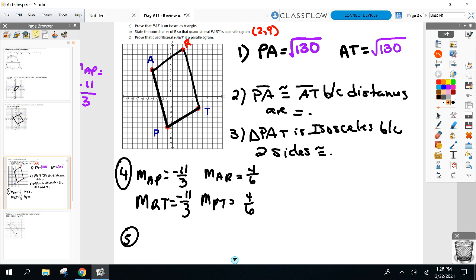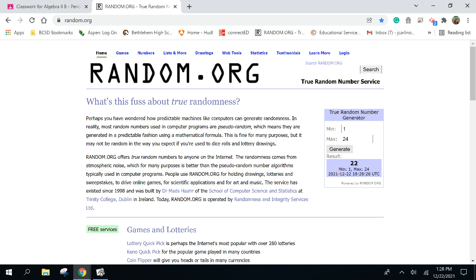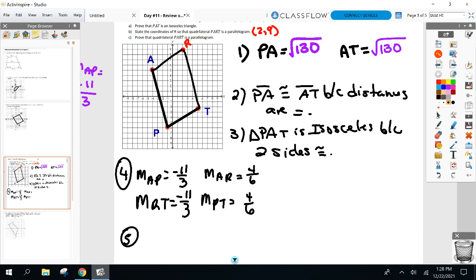All right, tell me something about the sides then. What do I know about the sides? What did we just learn about the sides? AP and RT? They're parallel. And the same thing can be said for AR and PT.